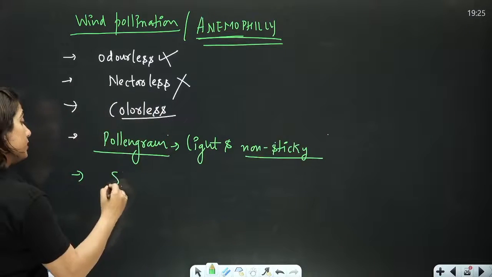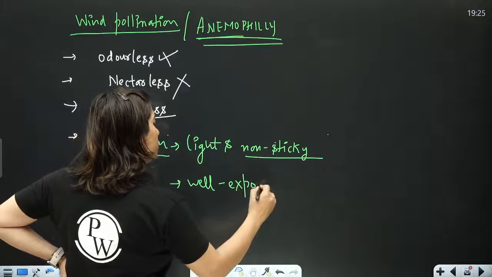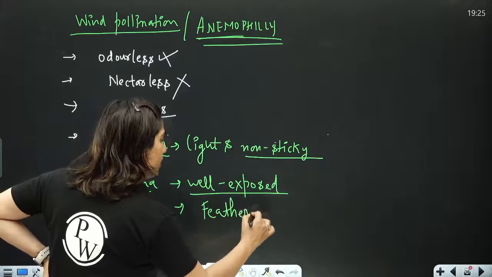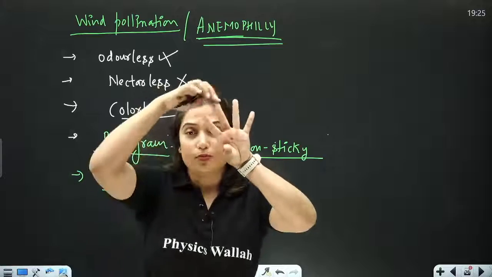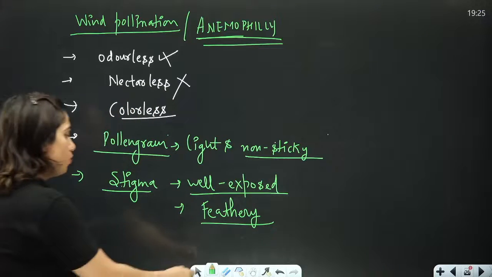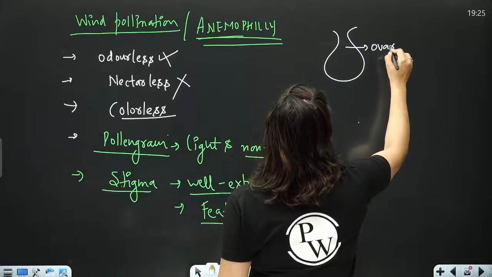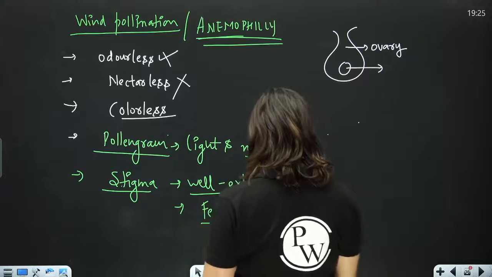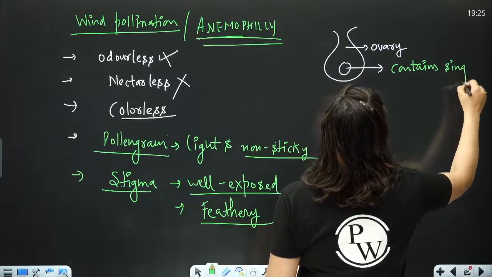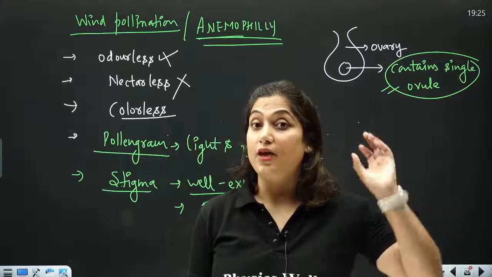Then their stigma. Their stigma is well exposed towards the air so that it can easily receive the pollen grains. And the stigma should be feathery, not sticky. Feathery means it should have brush-like structures in it, so it can easily receive the pollen grains. And what is more important is that the ovary of the flowers contains a single ovule. This is a very important point. All those plants which show anemophily, their ovary will always contain a single ovule.